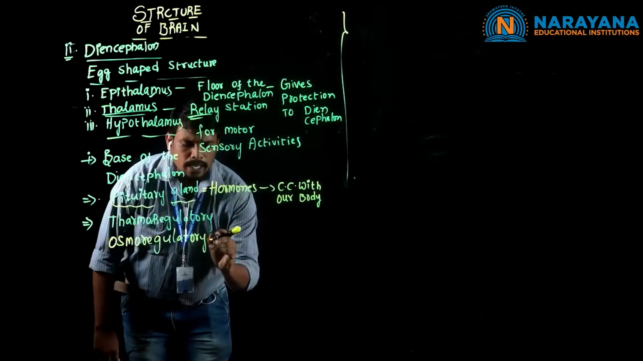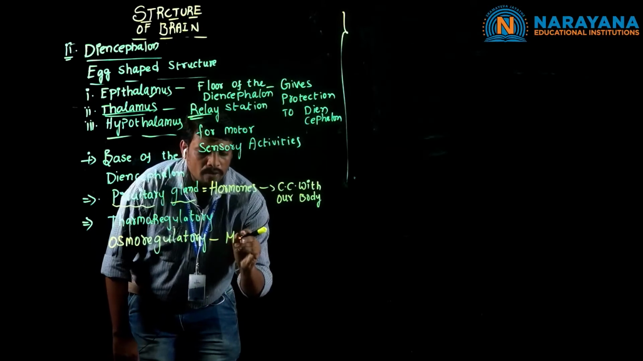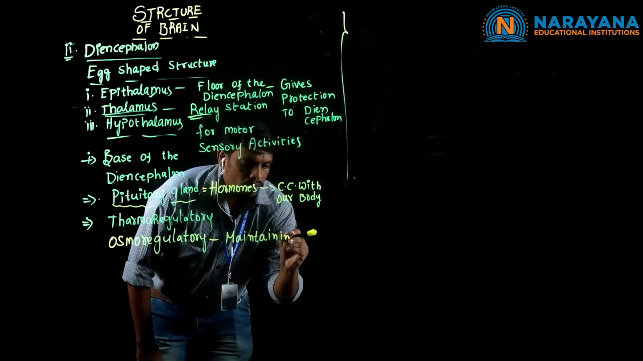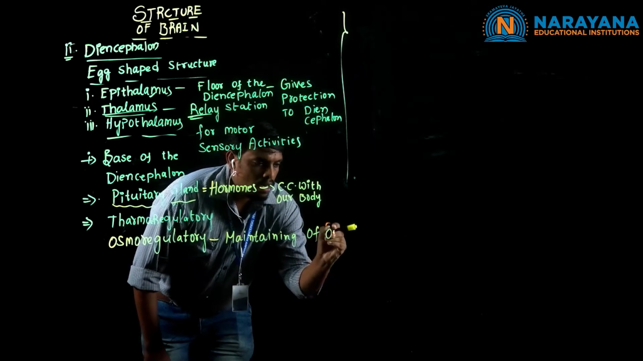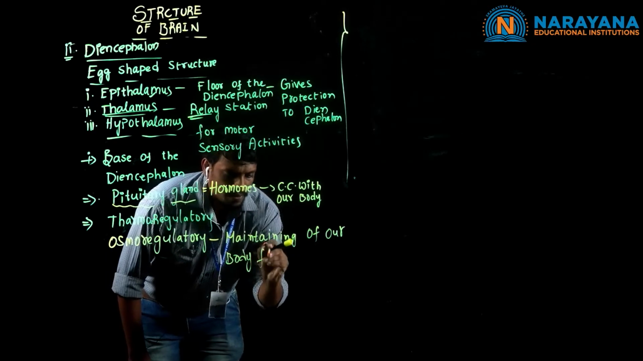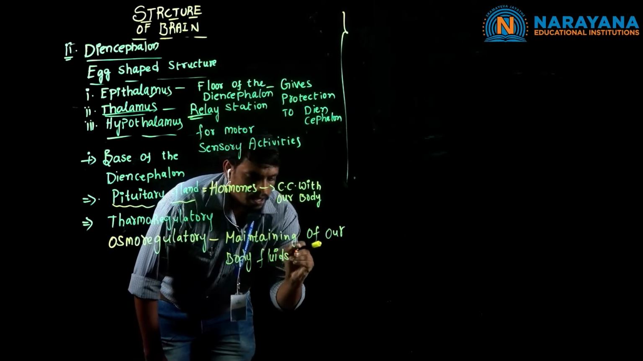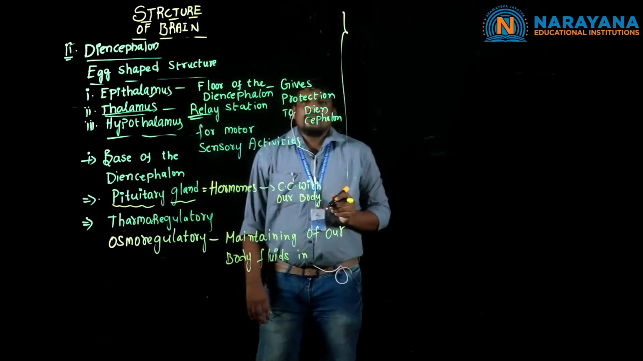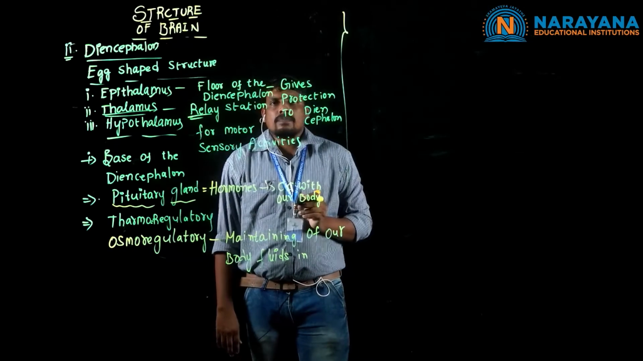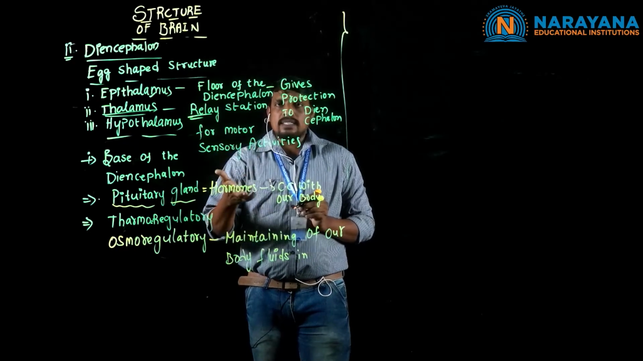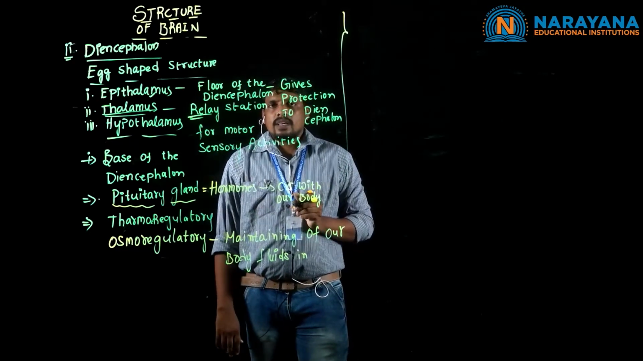What do you mean by osmoregulatory? Maintaining our body fluids in a proper proportion. The pituitary gland is one of the major endocrine glands. Coordination with the nervous system is what we are learning now. Coordination without nerves we are going to discuss in the coming concepts. Clear?